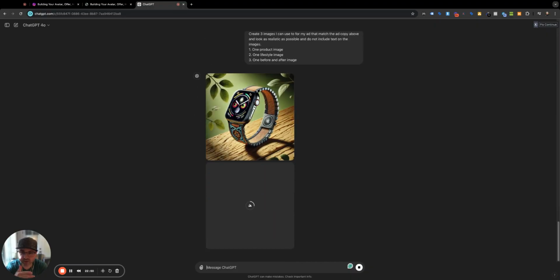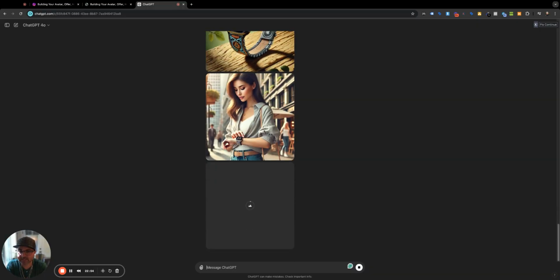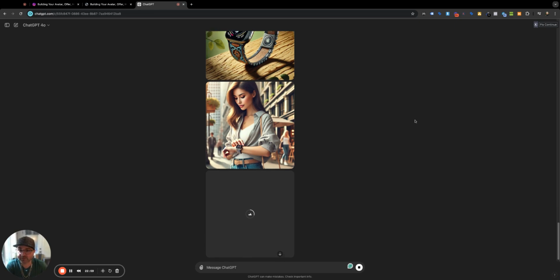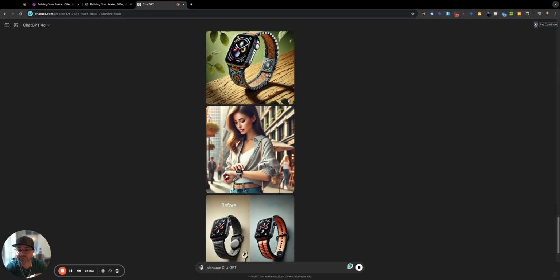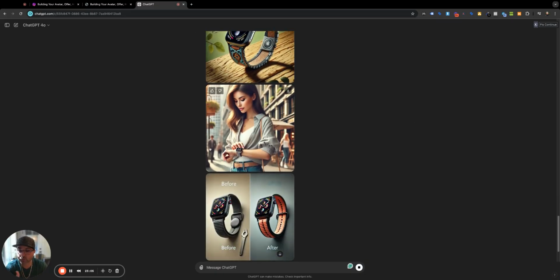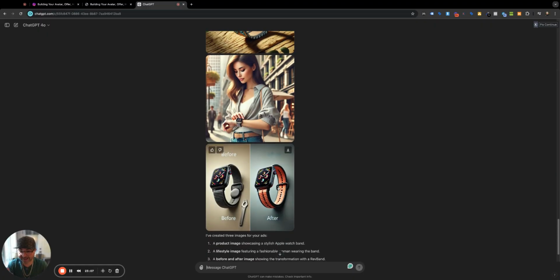So a little cartoon and animated looking for what we're looking to do. This obviously isn't the exact smartwatch that we're looking for, but it gives you ideas of the type of images that we would want to create. So typically we'll do a product image, then we'll do a lifestyle image, someone using the product or wearing the product, and we'll usually do a before and after.